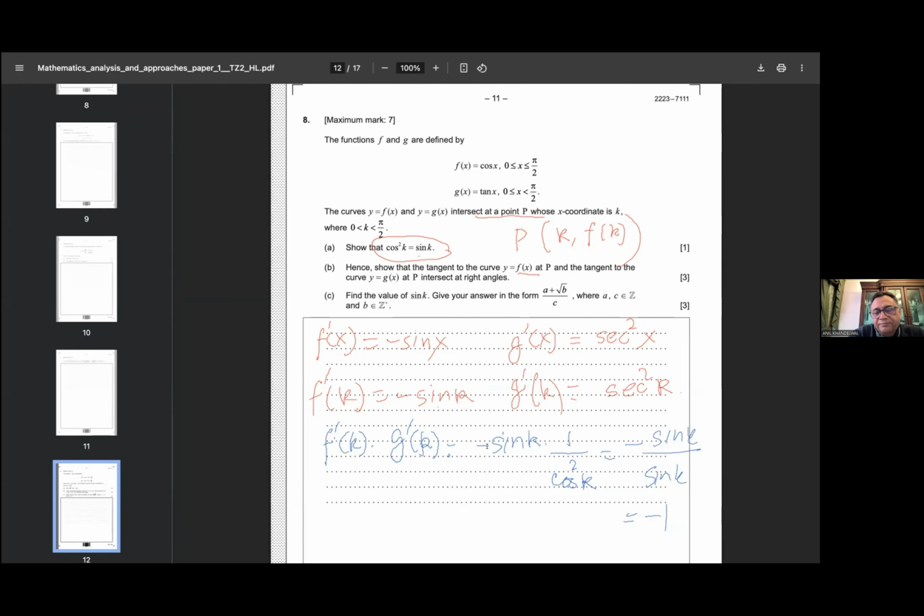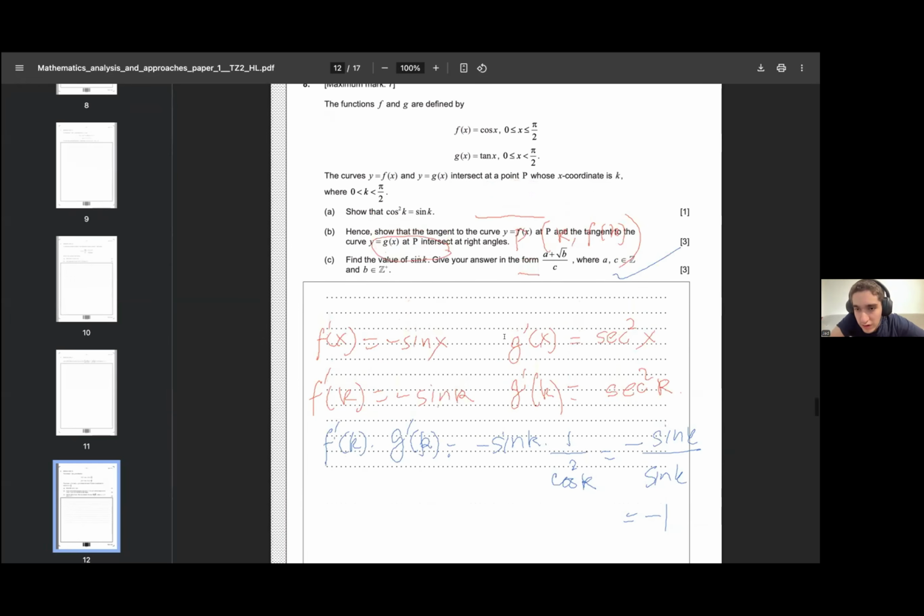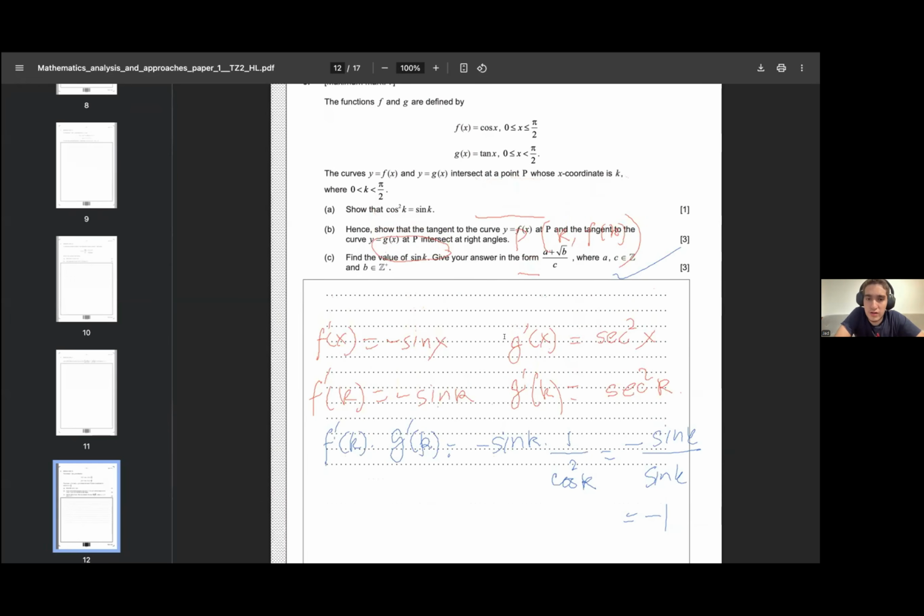So at that point, both the tangents will be meeting at right angles because the product of gradients is minus 1. Is that clear? So that is how we are going to do part B. Okay, so what is part C for you? Find the value of sine k. Give your answer in the form a plus b root b on c, where a and c are real numbers, and b is a positive integer.